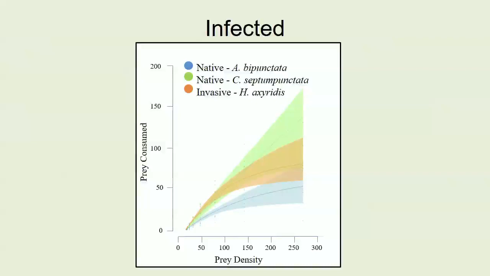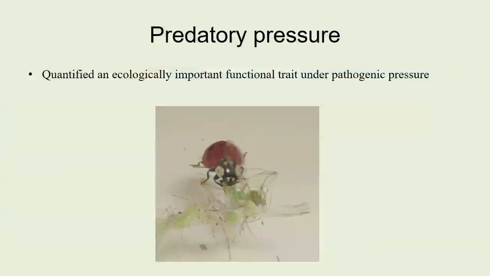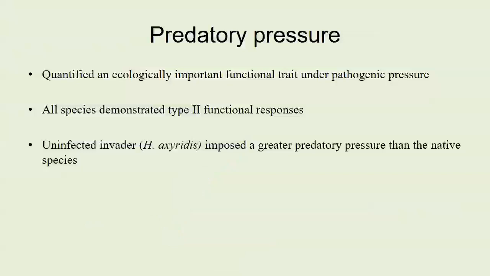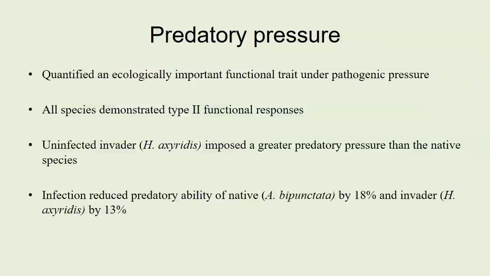So we quantified an important functional trait under both control and pathogenic infection. Each species treatment combination demonstrated a type 2 functional response, with our harlequin ladybird commonly showing the greatest predatory pressure, which we expected as it is an invasive species. Infection through Beauveria bassiana infection brought about an overall reduction in predatory ability, again adhering to our hypotheses.